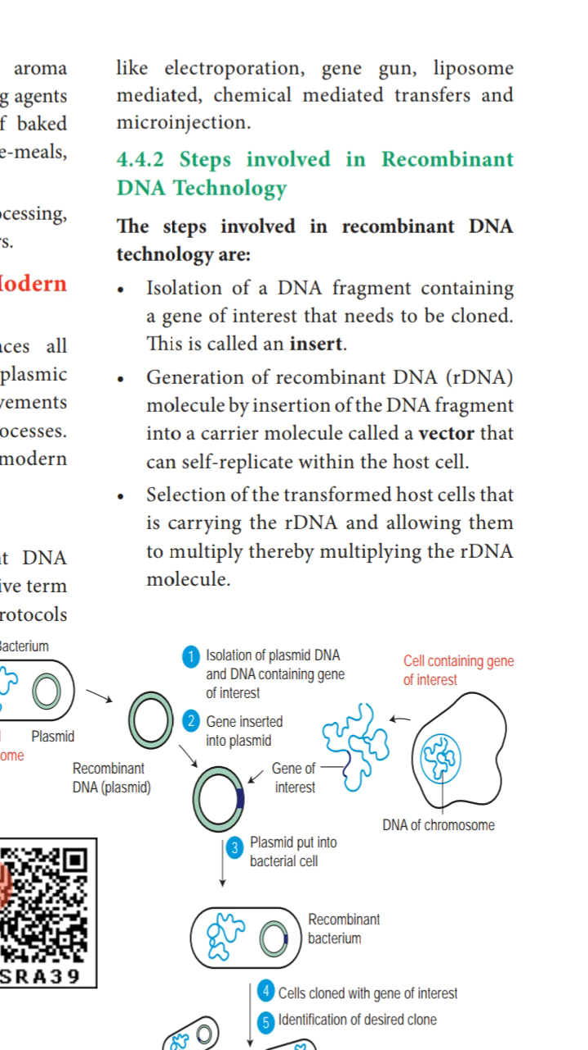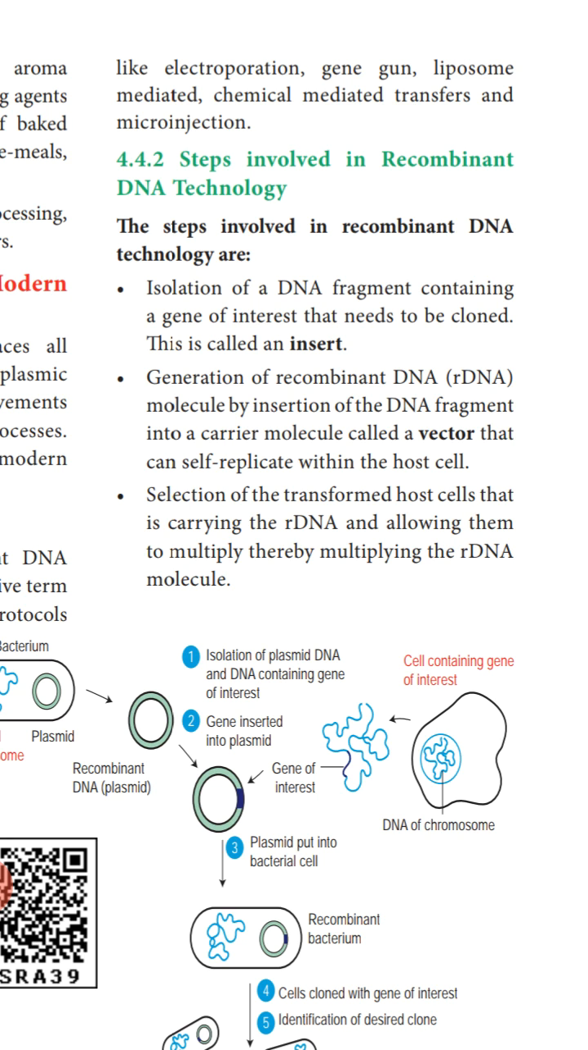Now, what are the steps involved in recombinant DNA technology that we are going to study here? As we have studied, genetic engineering is gene manipulation. How this gene manipulation is done, that we are going to study. As a result of this gene manipulation, we will get a recombinant DNA. So, first step is what? Isolation of a DNA fragment containing a gene of interest that needs to be cloned. This is called an insert.